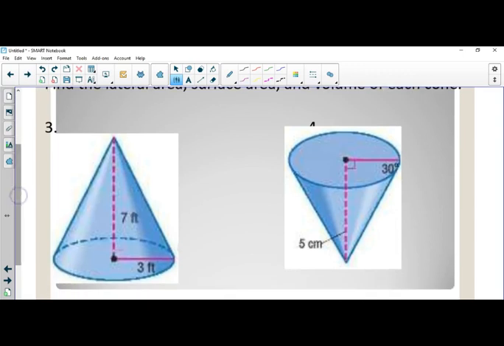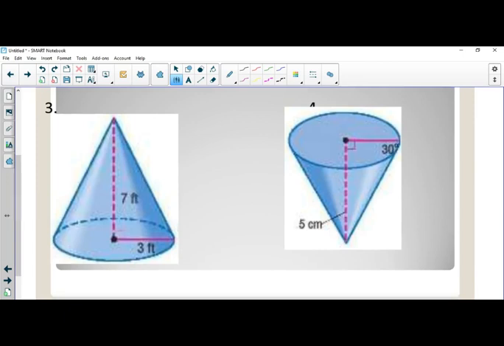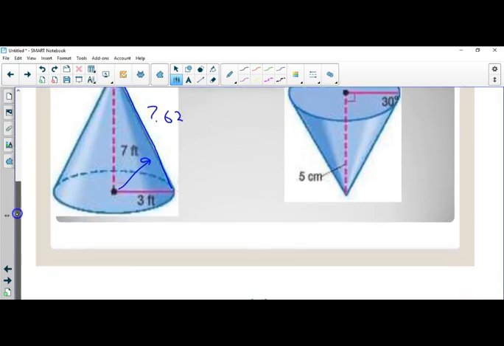Okay, just a few more examples. I think it's just those two. Yep, 2 more. So again, we don't have our slant height, so we're just going to do the Pythagorean theorem. 3 squared plus 7 squared equals c squared. So we're looking for that hypotenuse. So that's 9 plus 49 equals c squared. So that's 58. Square root both sides. And we find out that it's 7.62. That's our slant height. And now we're ready to go.